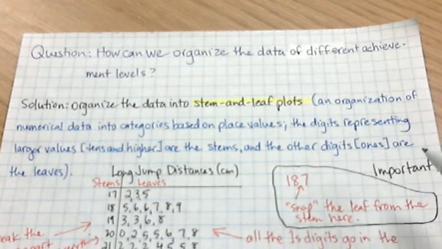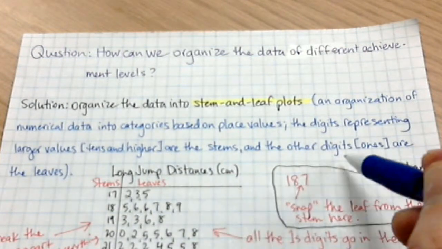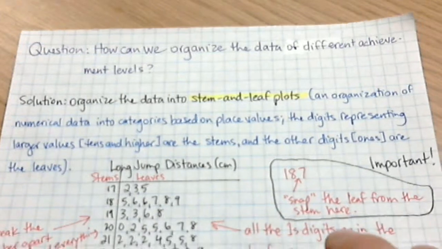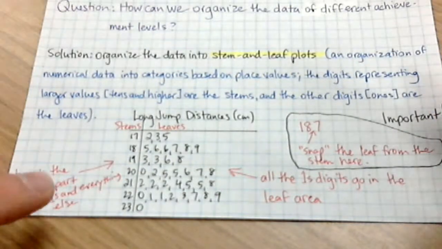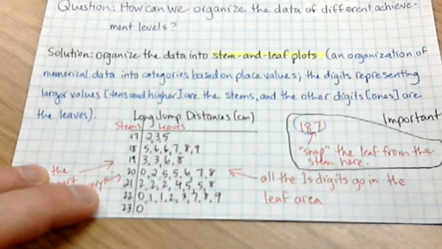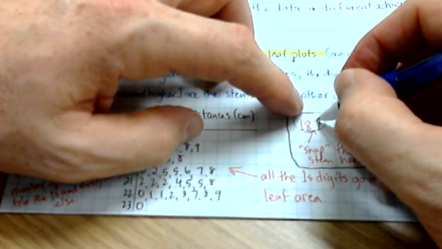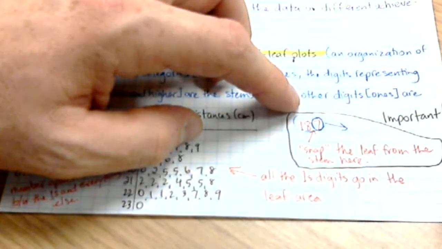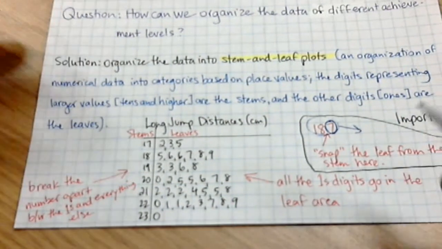Now the definition of a stem and leaf plot is an organization of numerical data into categories based on place values. The digits representing larger values, which are tens and higher, are the stems, and the other digits, which are the ones, are the leaves. Now what I've done here is I've taken all the data in the chart that I showed you of all the jumps. And so let's say we take 187, which is one of the distances. What you do is you snap the leaf from the stem, so the ones part always gets snapped off. So what you're left with is this stem, which now looks like 18.